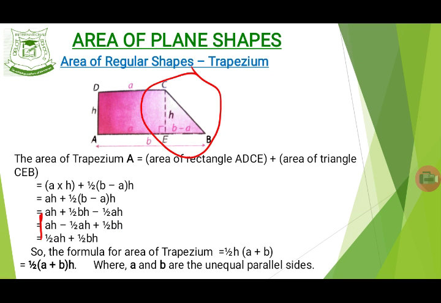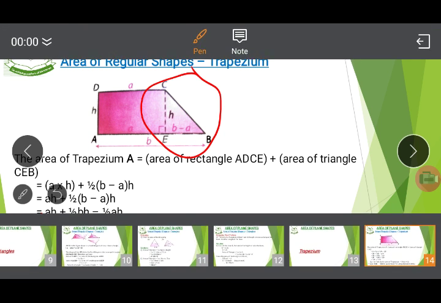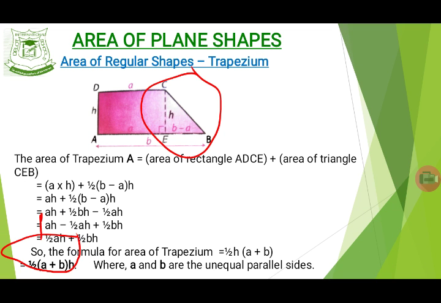Do you see that now in this place here? Let me circle it for you. Do you see where I circled just now? Do you see that now? So can you see that now? So that is the area of a trapezium.